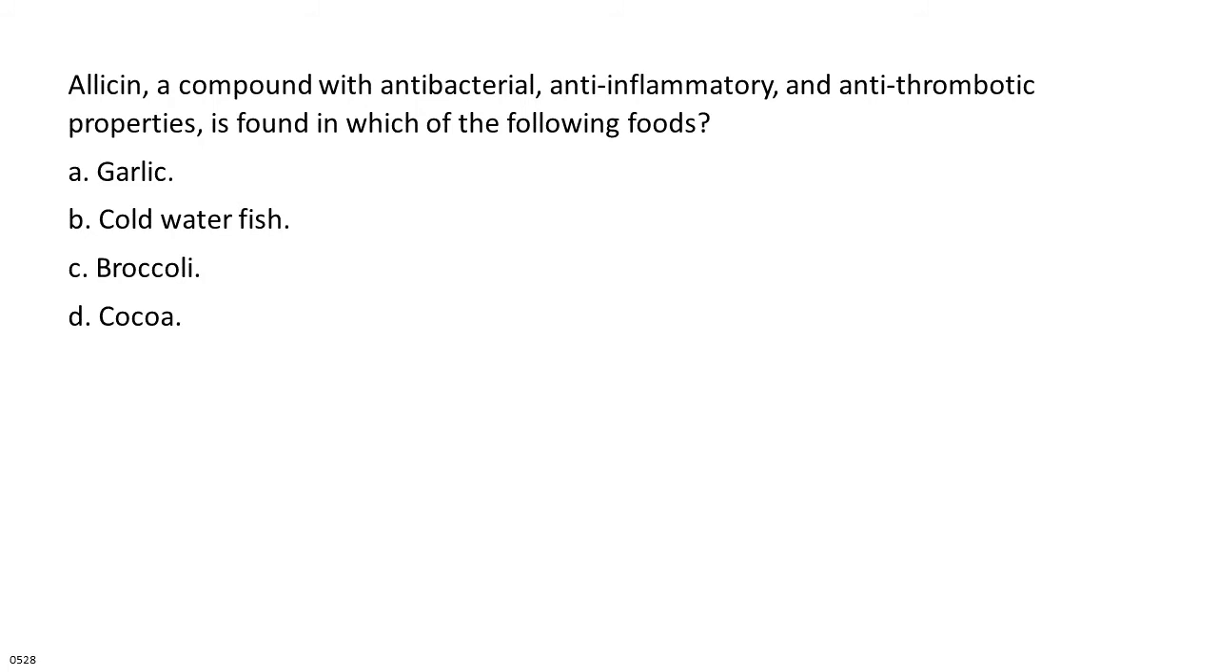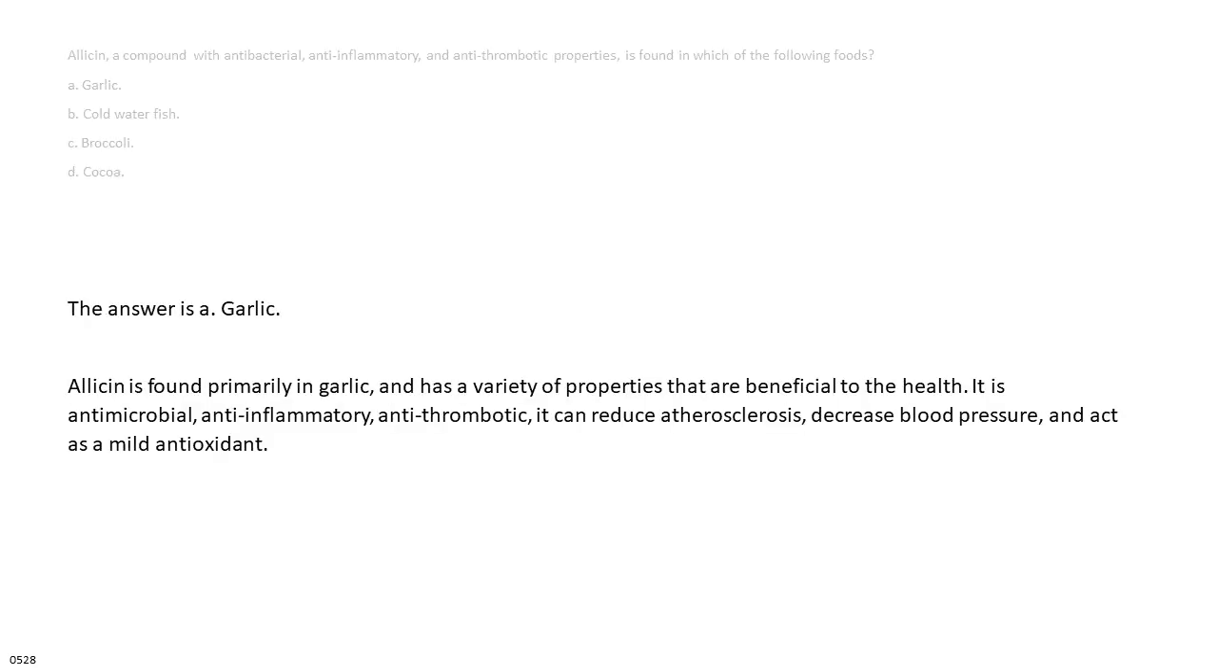Allicin, a compound with antibacterial, anti-inflammatory, and antithrombotic properties, is found in which of the following foods? A. Garlic. B. Cold water fish. C. Broccoli. D. Cocoa. The answer is A. Garlic.